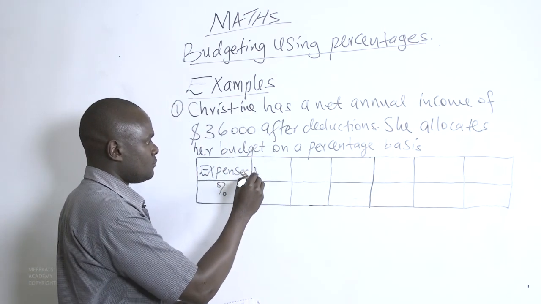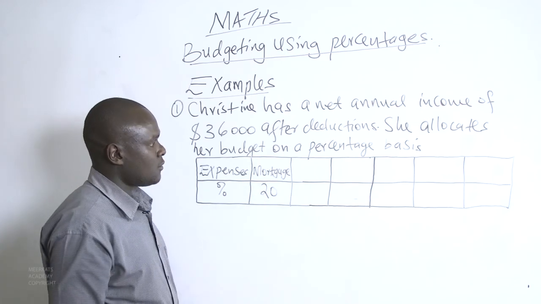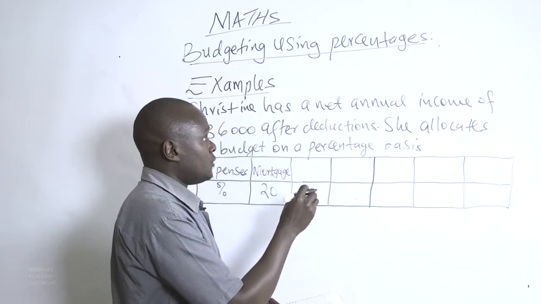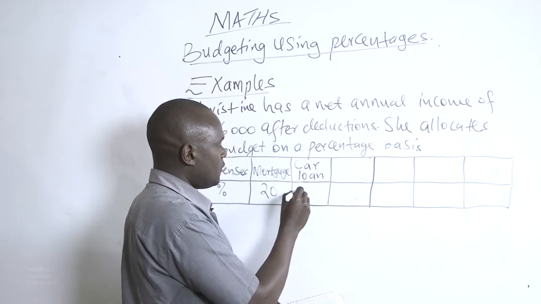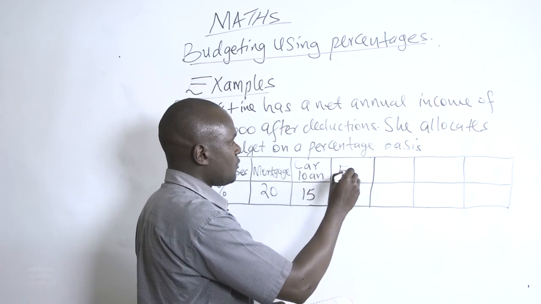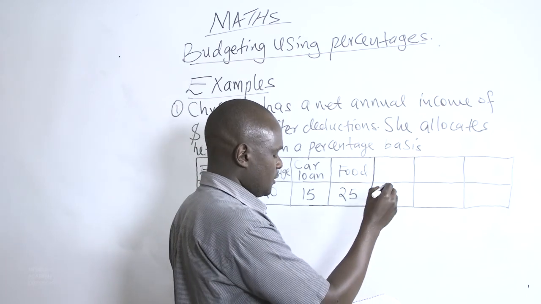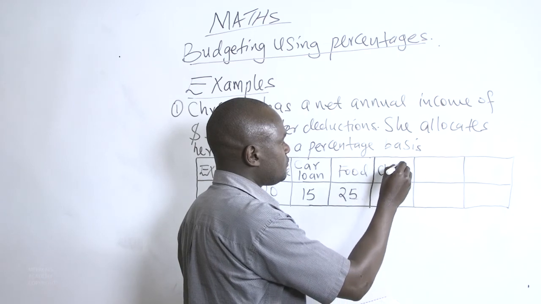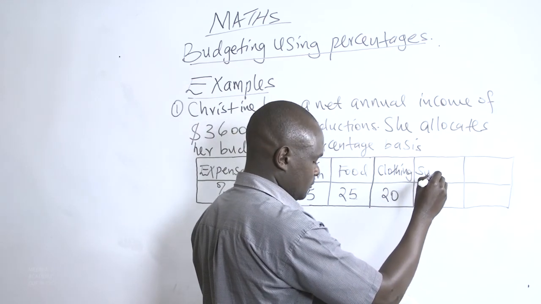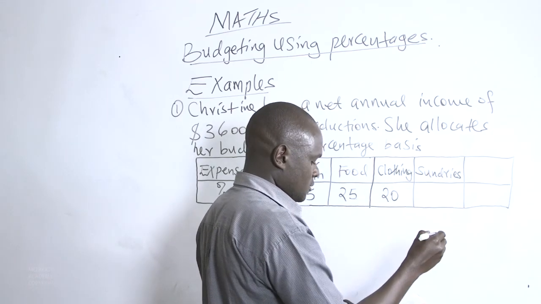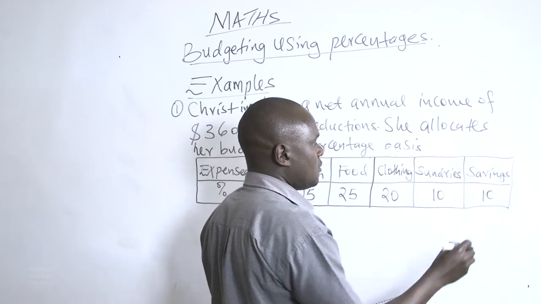And the first one is mortgage, which is allocated 20% of the total annual net income. Then we have the car loan, which is allocated 15%. Food is allocated 25%, which is about a quarter of the annual income. Clothing is allocated 20%. Sundries is allocated 10%. And lastly, we have savings, which is also 10%.